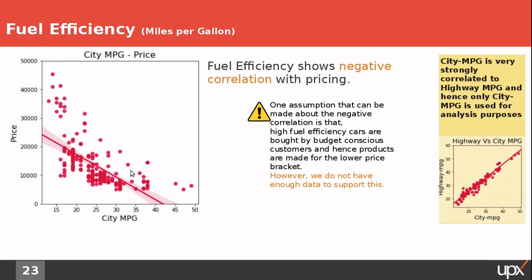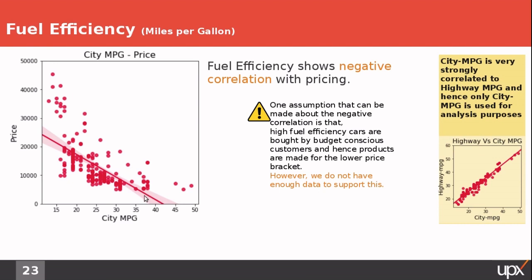Fuel efficiency surprisingly shows a very strong negative correlation with the pricing. So as the fuel efficiency goes up, the price of the vehicle comes down. Or I think it should be interpreted the other way: as the prices come down, the fuel efficiency goes up. This can be interpreted in a number of ways.